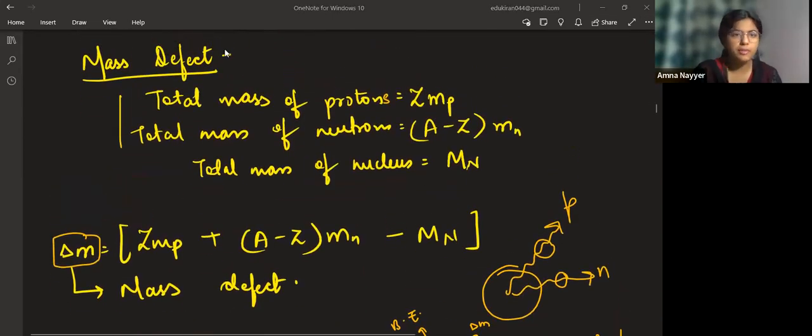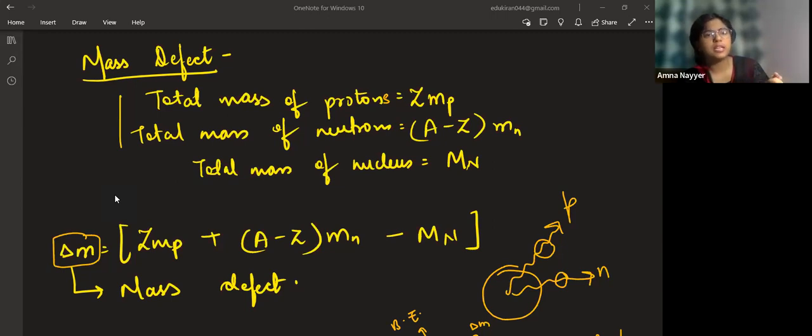Now see calculation of mass defect. For mass defect, one single formula is needed by all of you. Just understand the meaning of the terms. Delta M is the mass defect. Now ZMP: if the mass of a single proton is MP and there are Z protons present, what is the total number of protons that you have? The total number of protons present is Z, which we have taken as the atomic number. So for one proton you have MP, and for Z protons that becomes ZMP. So this entirely is the total mass of protons.